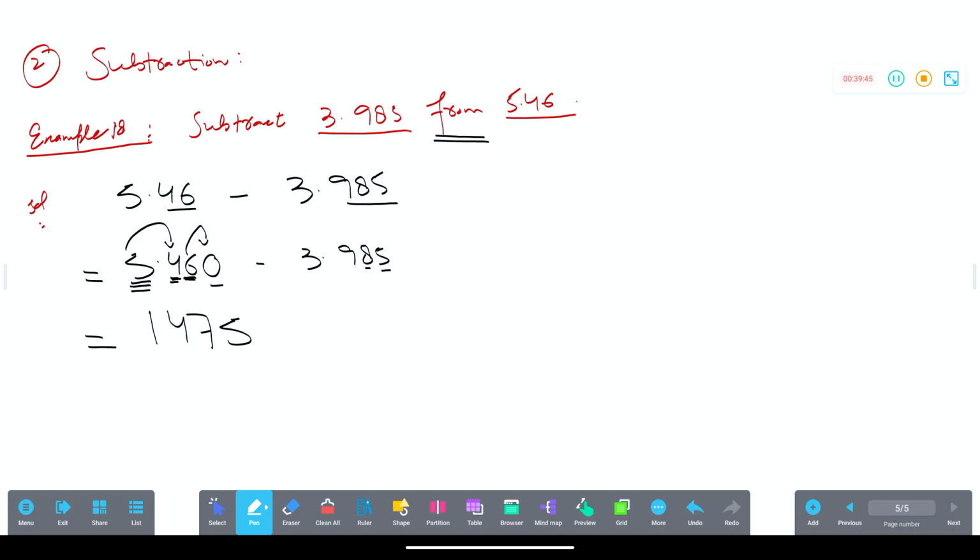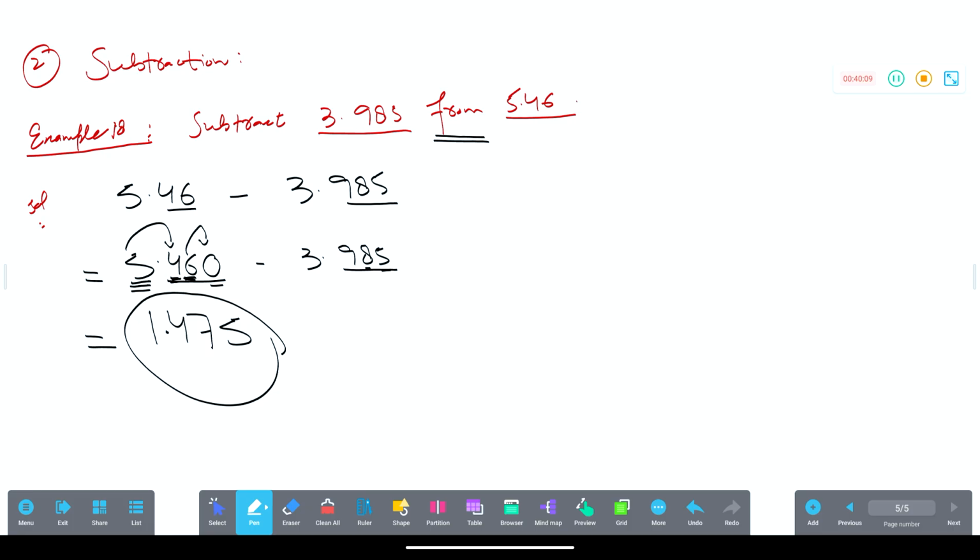But since we have subtracted decimal numbers, you have to check where we put the decimal point. After the decimal point, both numbers are having 3 digits. So here the answer will carry 3 digits as well. Starting from the extreme right side, 1, 2, 3. Here it will be. The answer is 1.475. This was our second operation, that is subtraction.